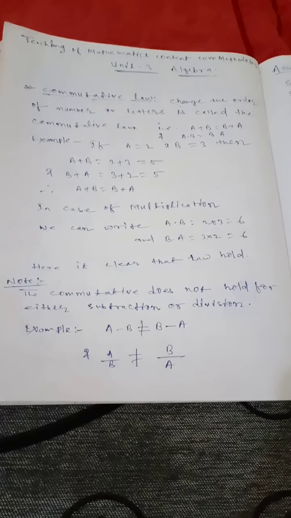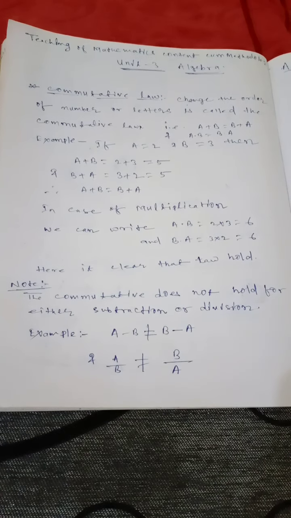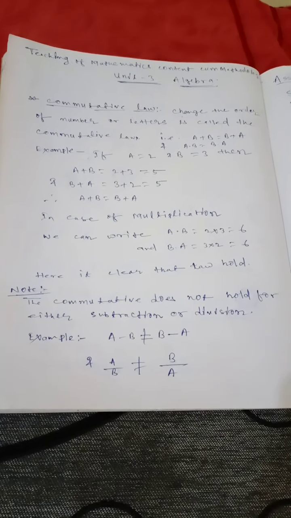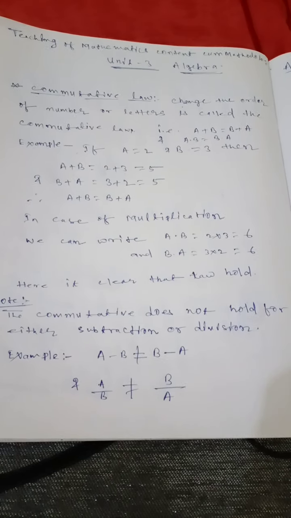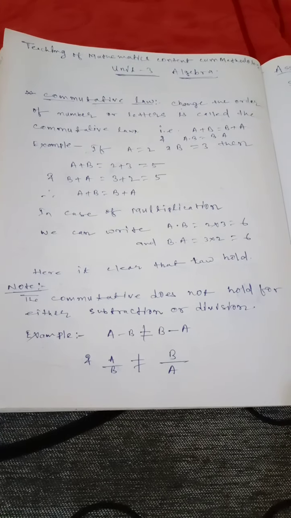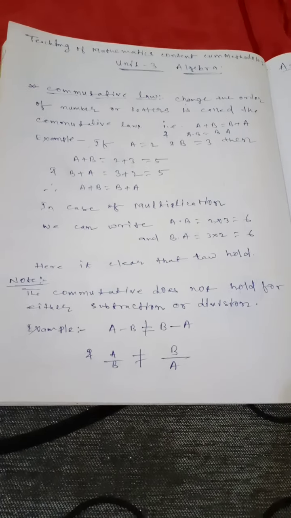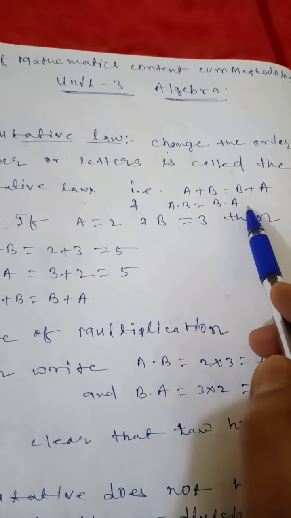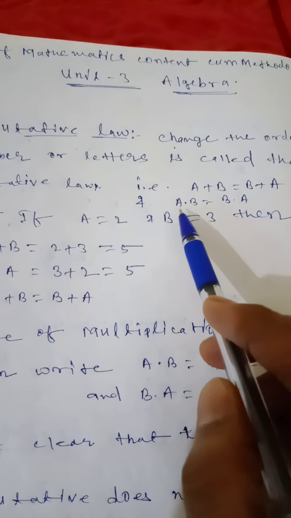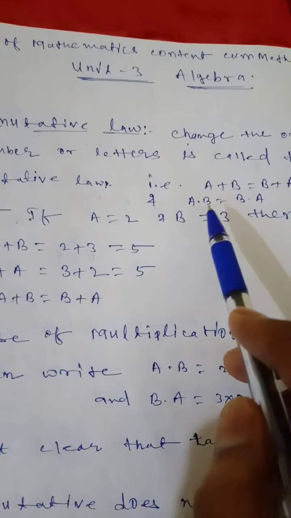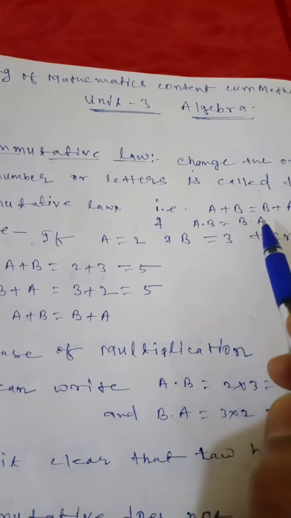That is, if a plus b is equal to b plus a, then we say that this is the commutative law of addition. In the case of multiplication, you can write a into b is equal to b into a, the reverse of this. ab is equal to ba is the commutative law.